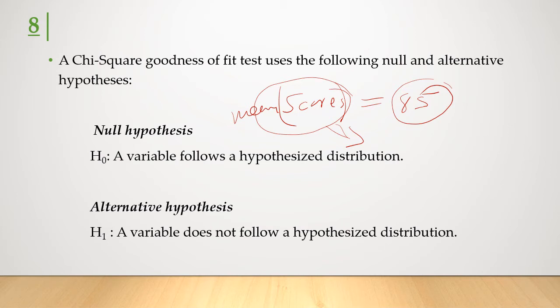The alternative is that a variable does not follow a hypothesized distribution. So the exam score that we are trying to check did not come any closer to 85. The mean of the scores of that particular exam is nowhere close to 85. Either it is less than that or it is more than that. So there is a difference.